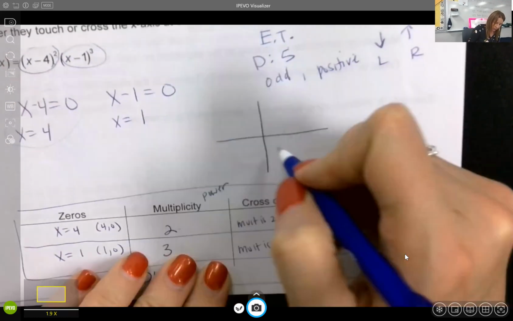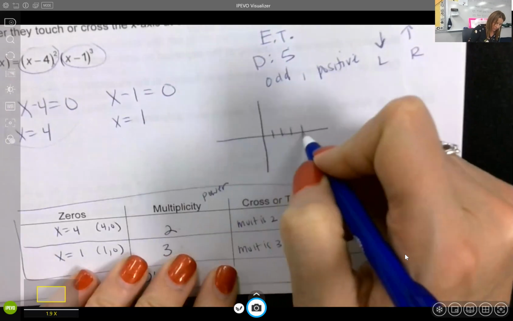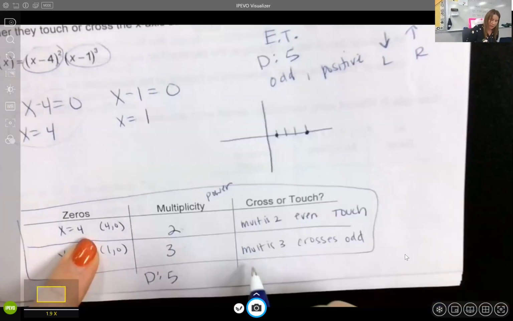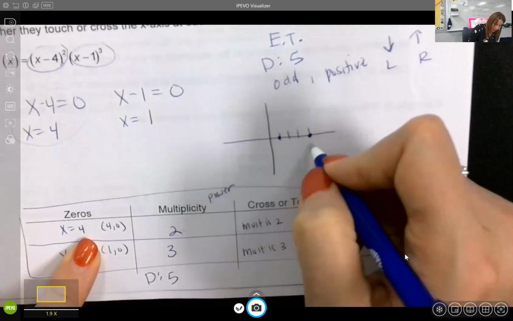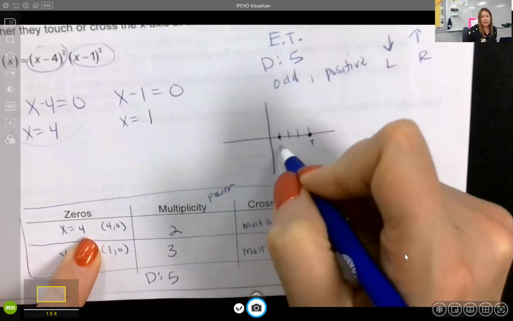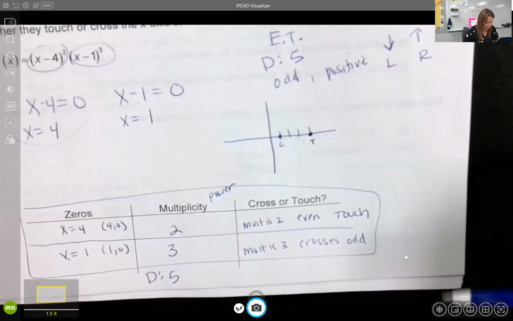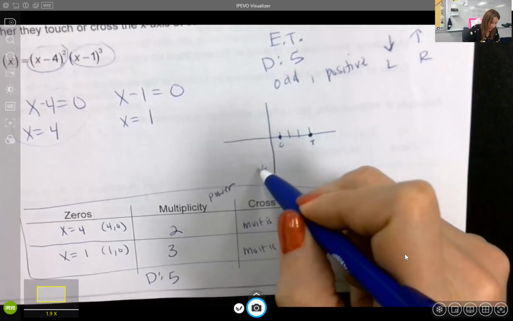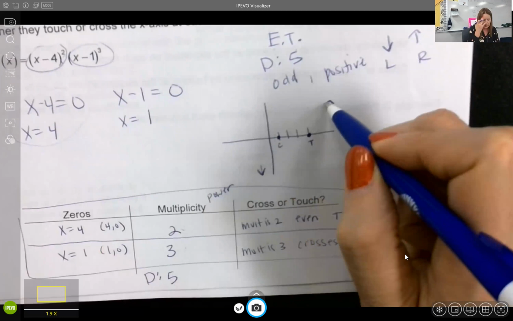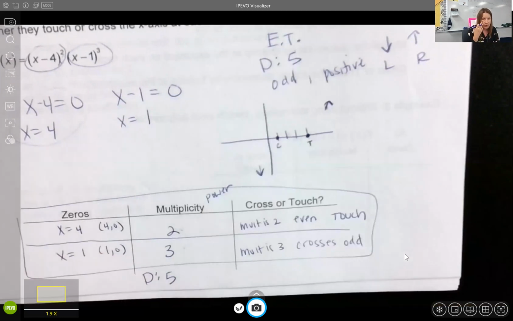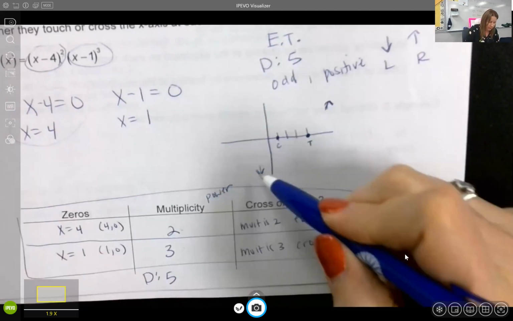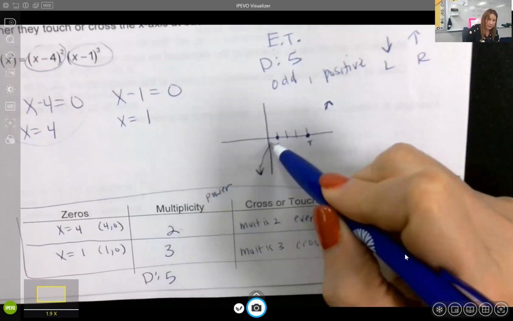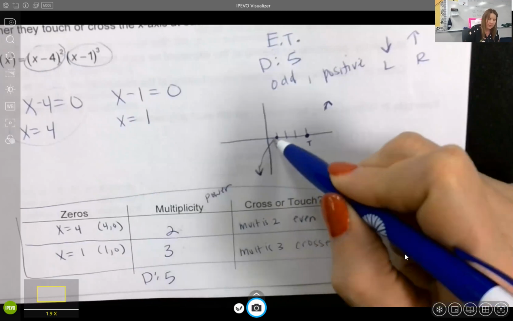Okay. So I'm going to go to 4 and 1. And at 4, I know it touches. So I'm going to put a little T right here just to remind me. And at 1, it crosses. And then I know it's going to be down on the left and up on the right. Okay, so that gives me an idea. So I don't know how far it dips or what it does, but I do know that this graph is going to start from the bottom and it's going to come up to this x-intercept and it's going to cross.